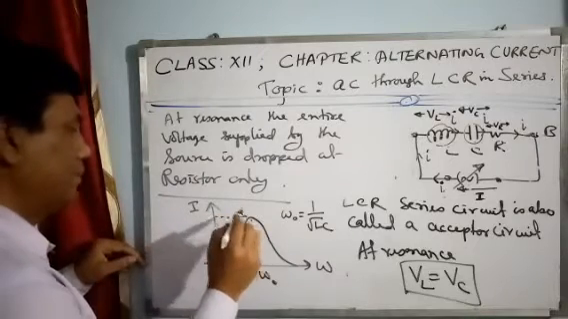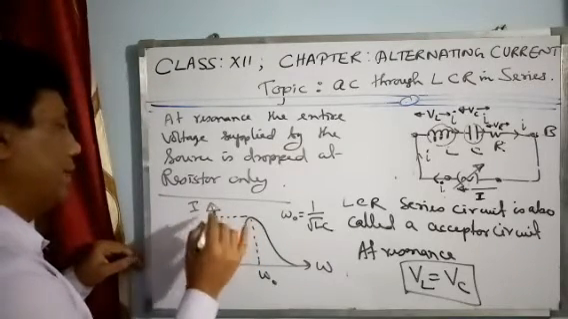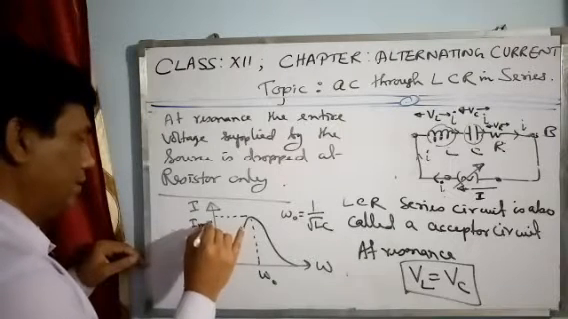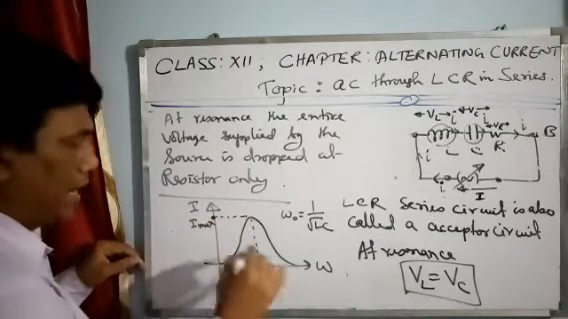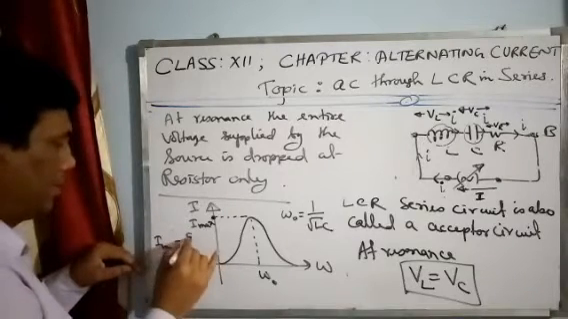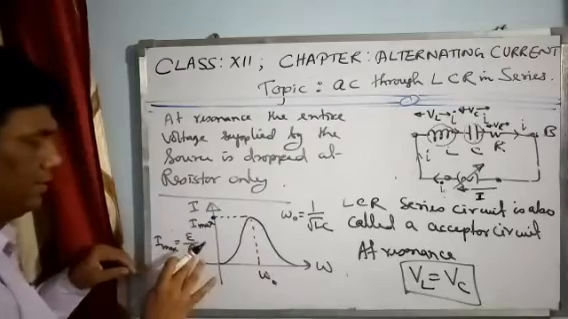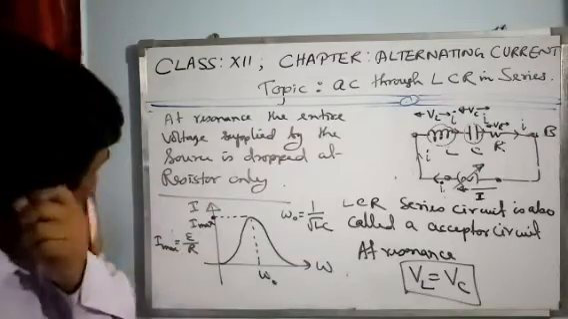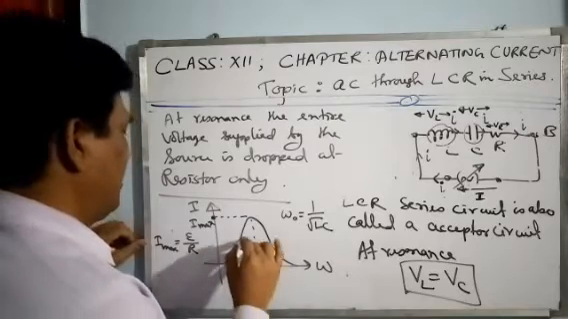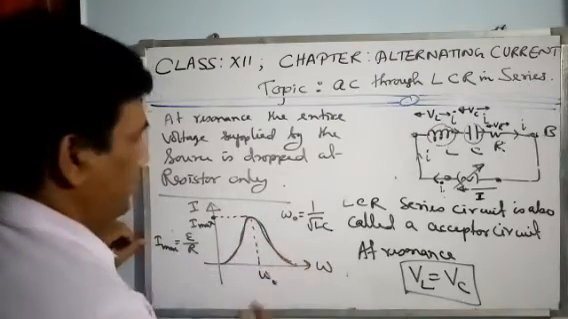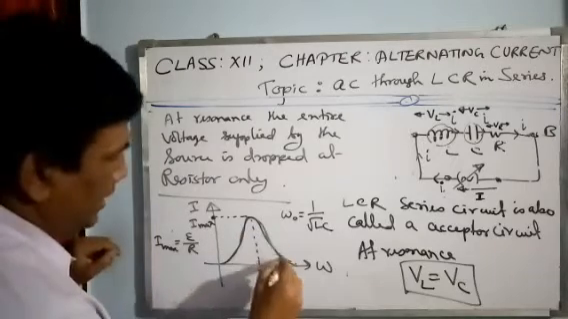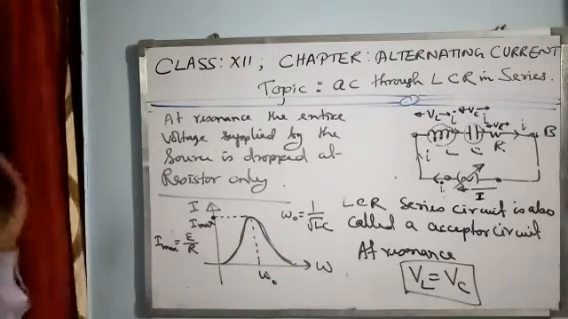And what is the maximum current value? That will be I max. I have already discussed, I max is maximum voltage upon resistance only. Here you can put only resistance. So this is the graph of current versus frequency. Okay, you please draw it.